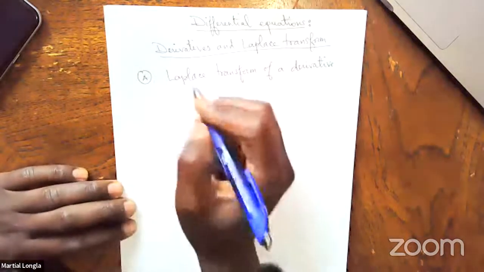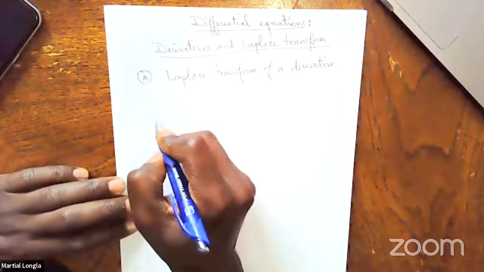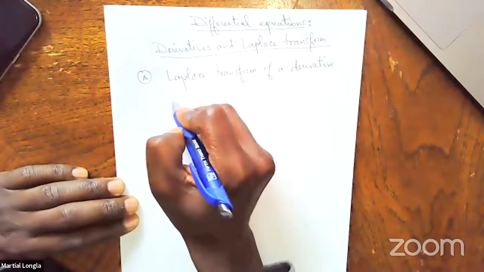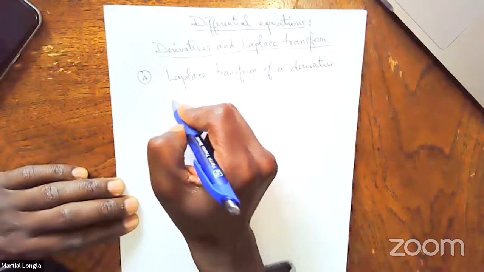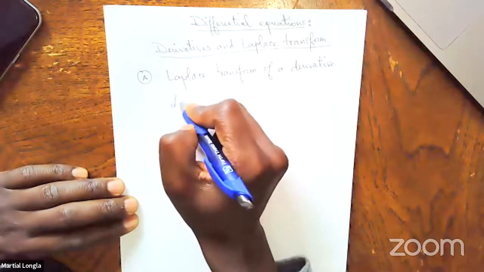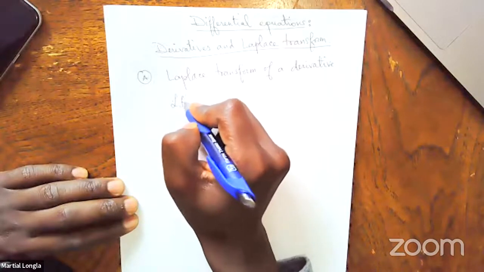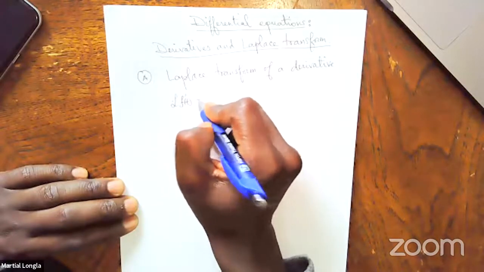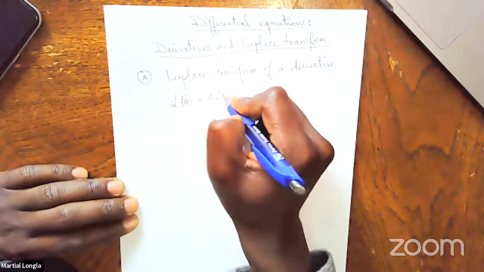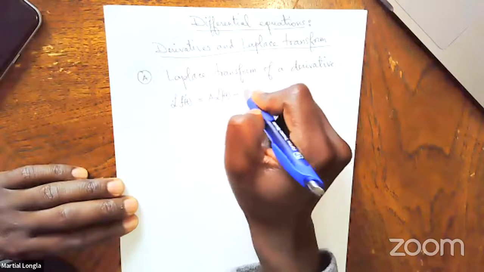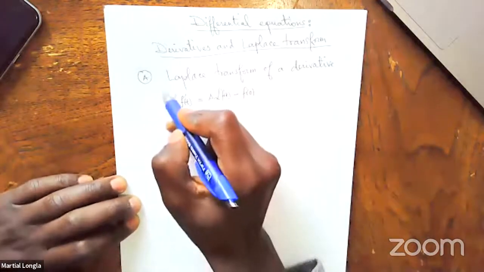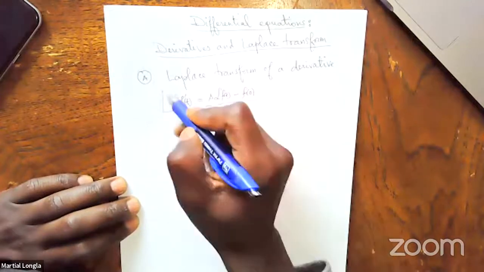So in here, the first part is the Laplace transform of a derivative. The Laplace transform of f prime of t is equal to s times the Laplace transform of f of t minus f of 0. This is the theorem that we will be using in this part.